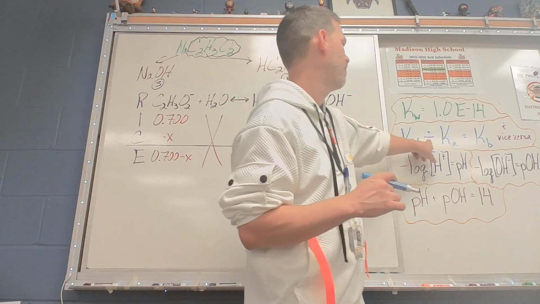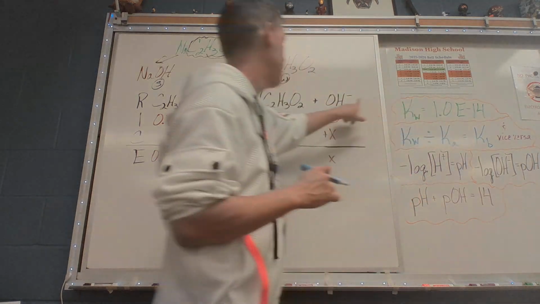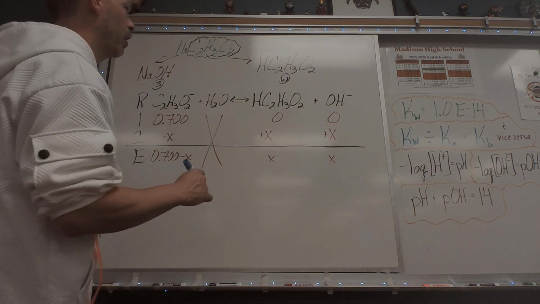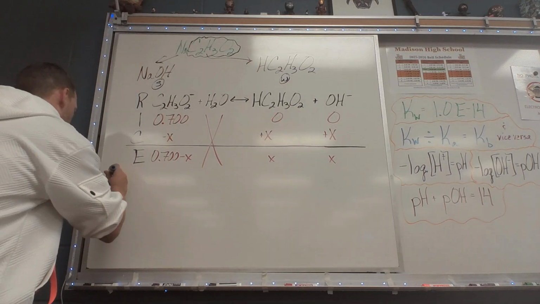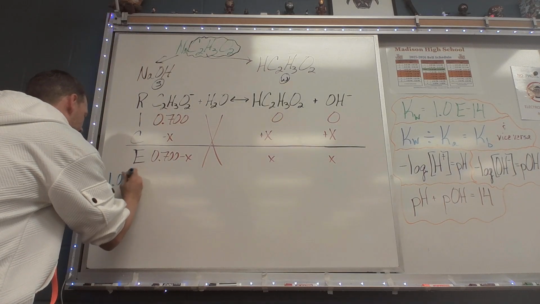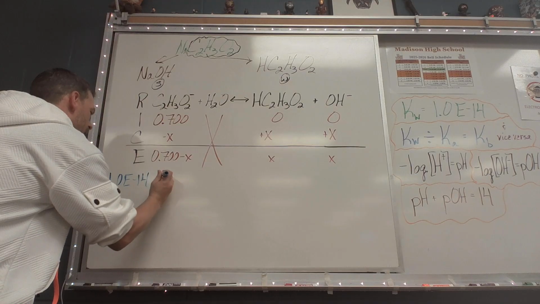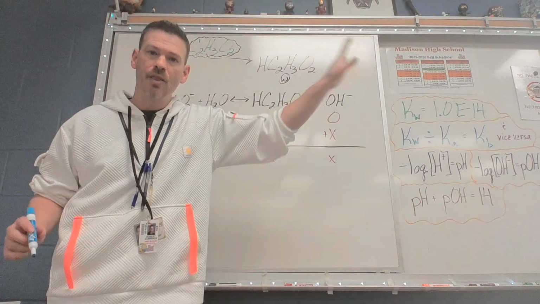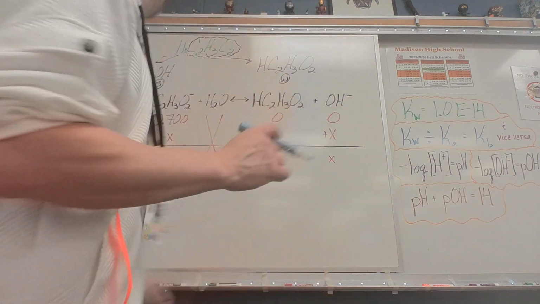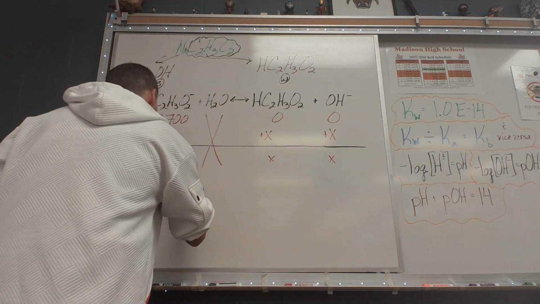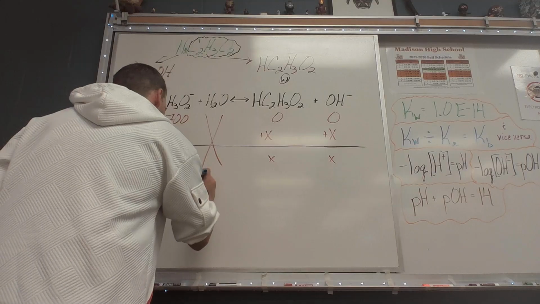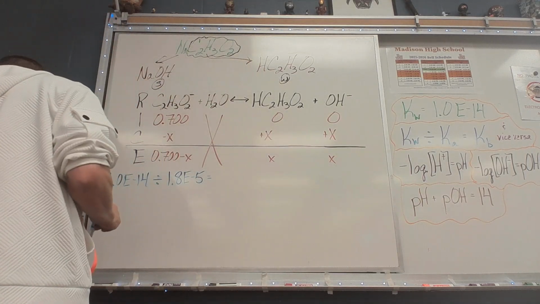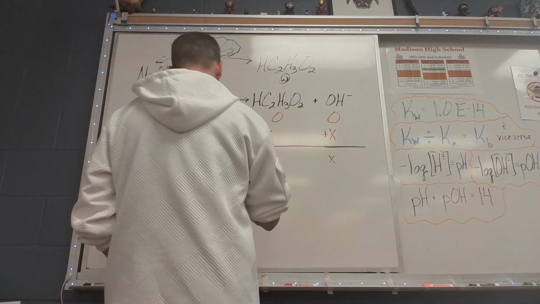It's Kw divided by Ka will give me the Kb that I need. And you've got all of your values there. So I'm going to go 1 E negative 14 is Kw divided by Ka, which is given in the problem, 1.8 E negative 5. And that will spit out a Kb of 5.6 E negative 10.